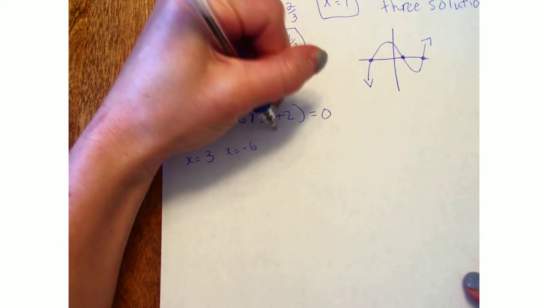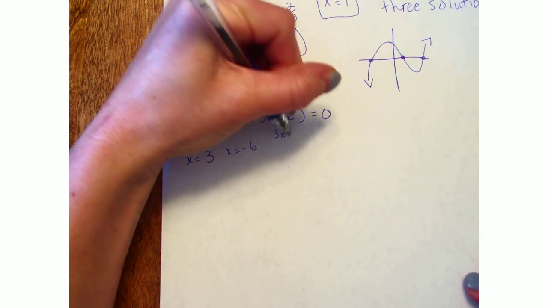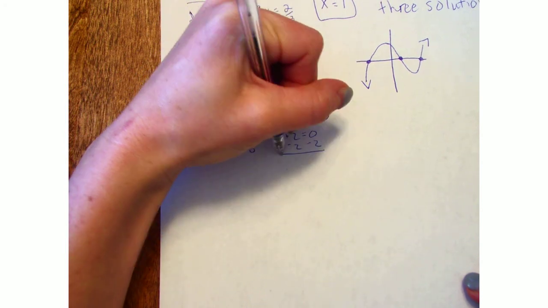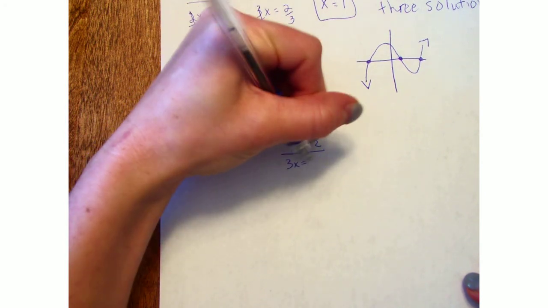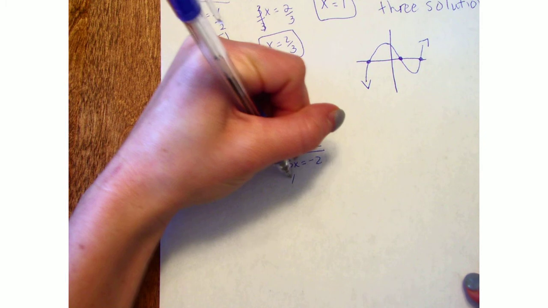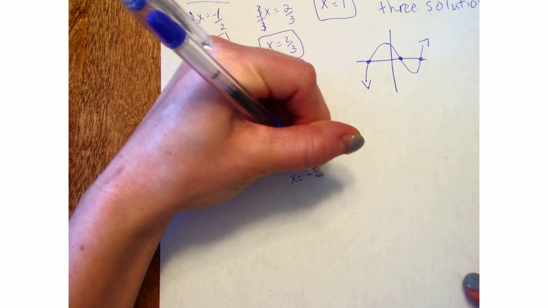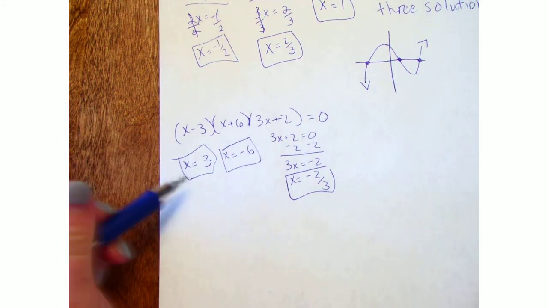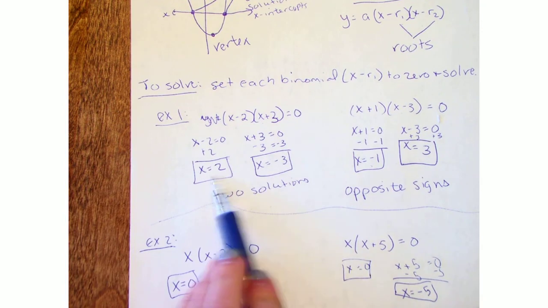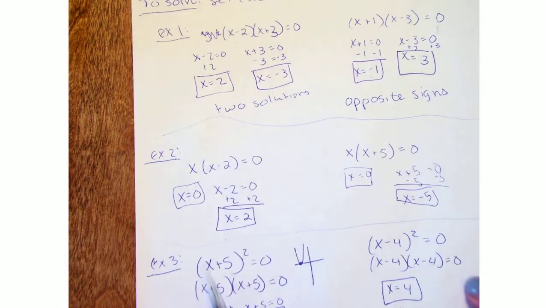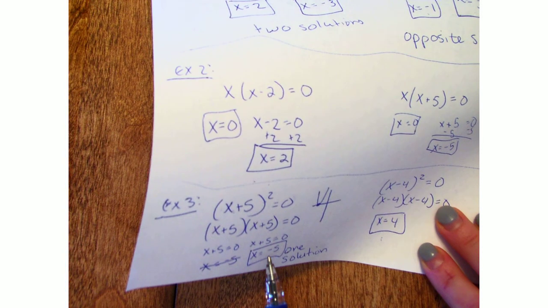And this one you might have to write out. -2, 3x = -2, x = -2/3. Boom. 1, 2, 3. So 3 binomials, 3 solutions. 2 binomials, 2 solutions. 1 binomial, because it's squared, 1 solution.